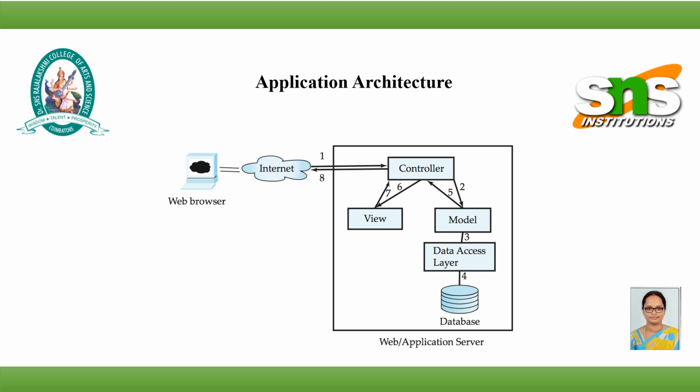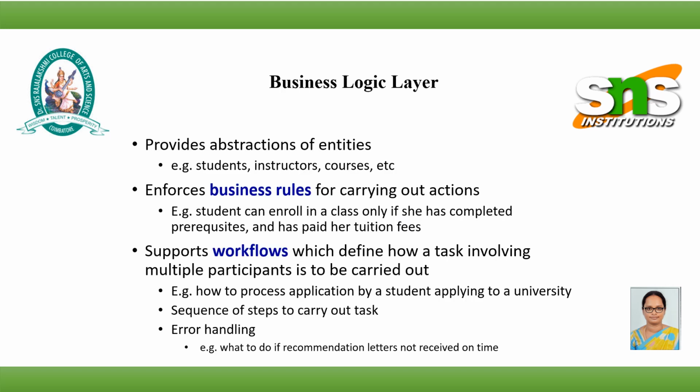This is a pictorial representation of application architecture. We have web browsers connecting through the network to the web or application server. We have a controller, and in that controller we have view, model, and data access layer. With these three, we can receive, alter, and also store our information.